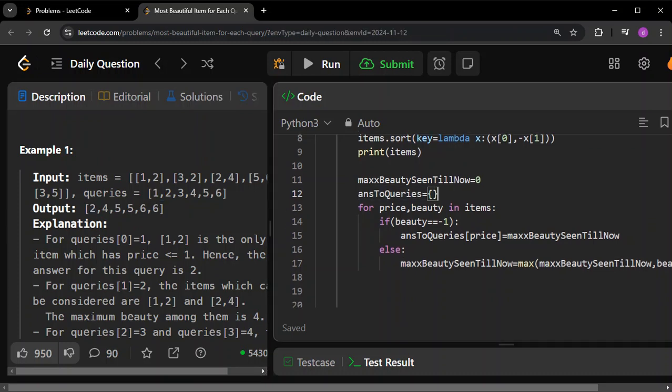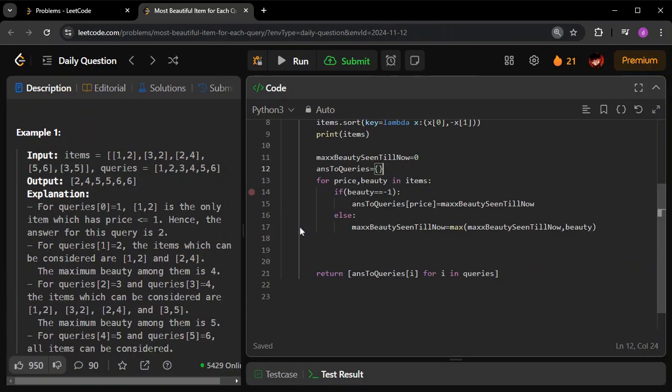So what I'm doing next? Let me quickly zoom out. I'm going through each price and beauty in the items. What I'm doing first: if the beauty is -1, that is, this particular element is inserted by me, what I have to do till then, that is, before this, whatever items came, what is the highest beauty in them? That is what I'm going to do.